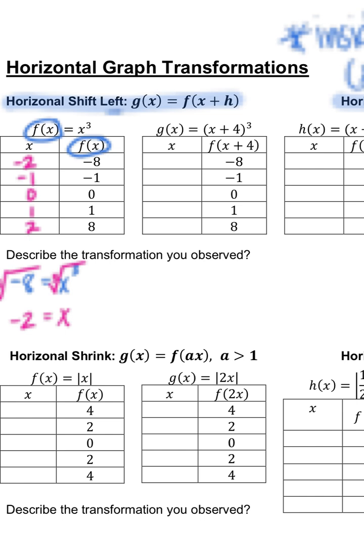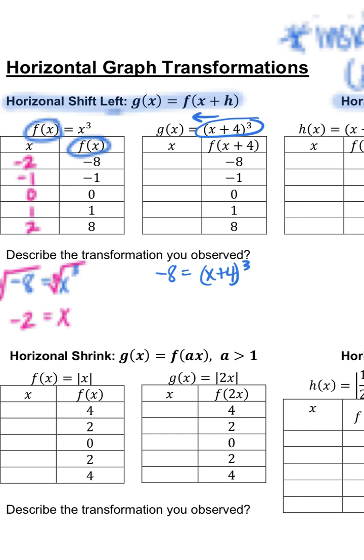So now we're going to do the exact same thing with the g of x, which says x plus 4. So we know this is going to be a shift left. So I'm going to do negative 8 equals x plus 4 cubed, because that's what my function is, x plus 4 cubed.